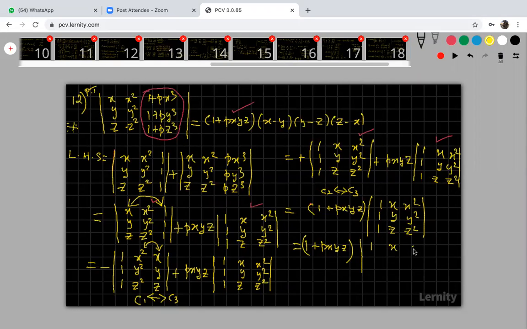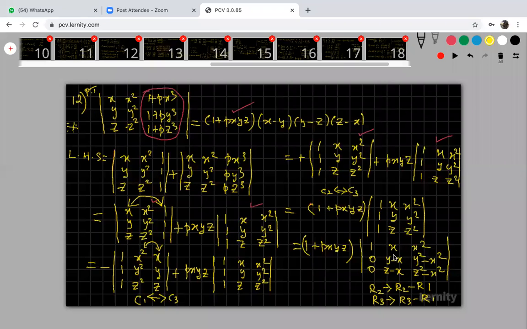This is 1, x, x square. Apply R2 minus R1: 0, y minus x, y square minus x square. R3 minus R1: 0, z minus x, z square minus x square. What am I applying? I am applying R2 as R2 minus R1, and R3 minus R1. Why am I applying? I'm going to make it as 1, 0, 0, right?